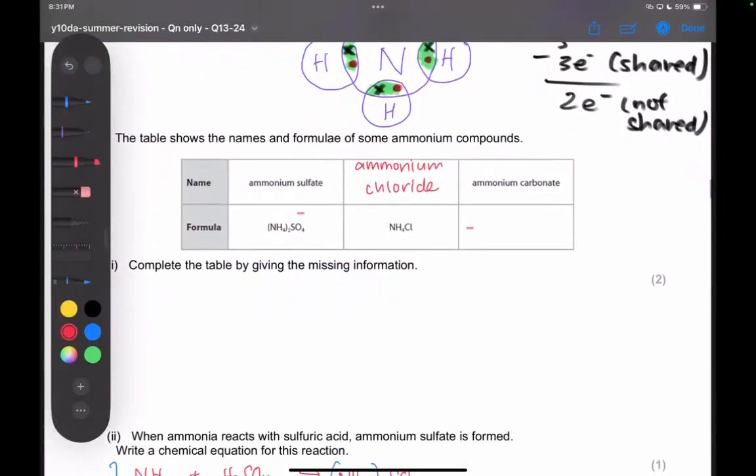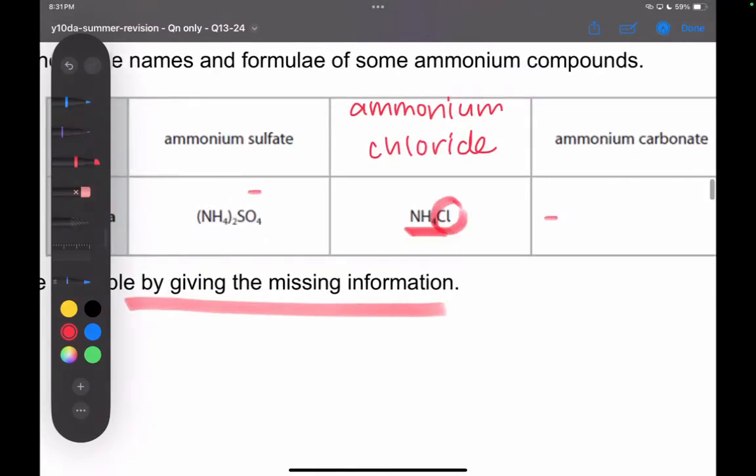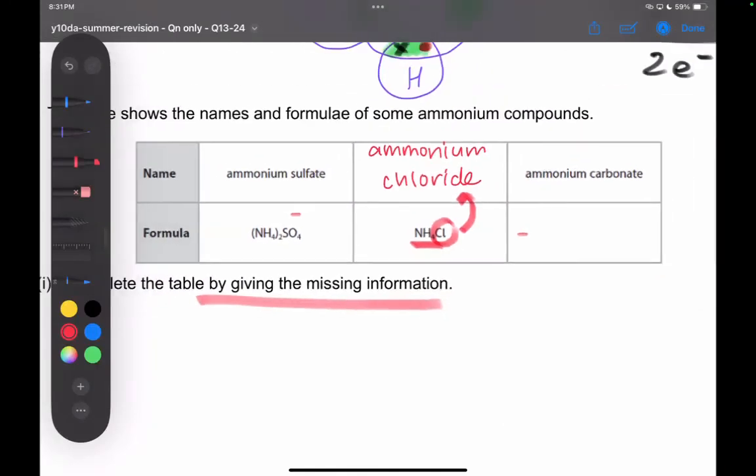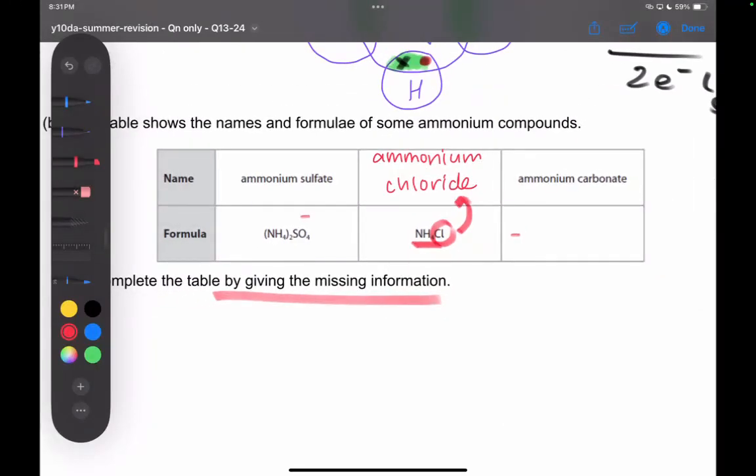All right. So the next one here is complete the table by giving the missing information. 2 marks here. So first, you need to be able to identify what is the Cl. If you use the periodic table, Cl on its own is actually chlorine, but once it is used to form an ionic compound, it becomes chloride. So things like this, chlorine becomes chloride. So -ide at the back, bromine again becomes bromide.